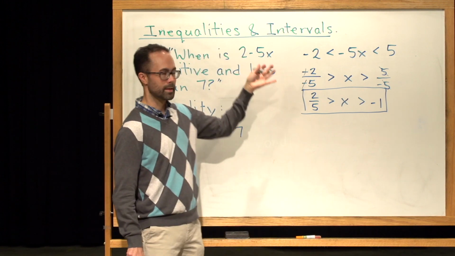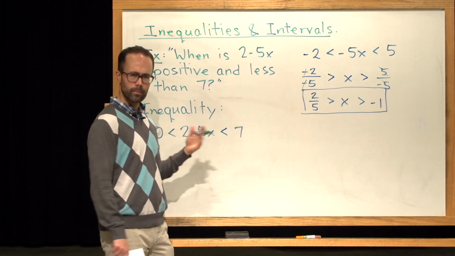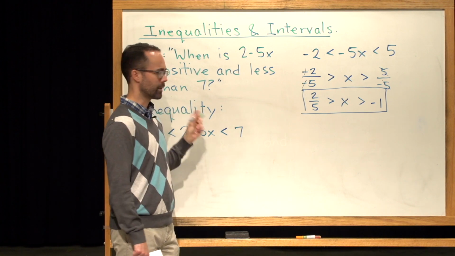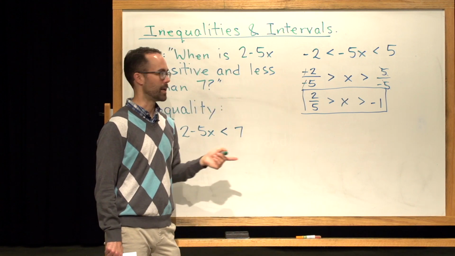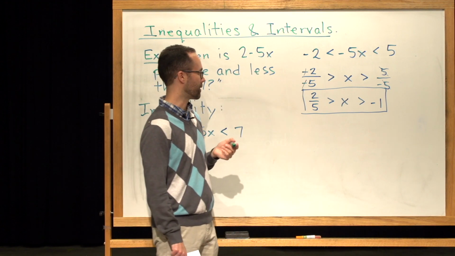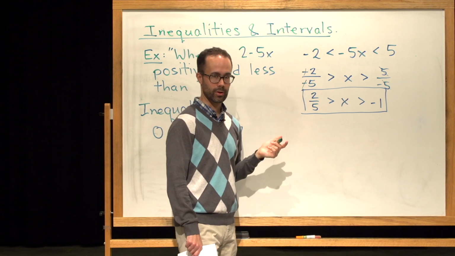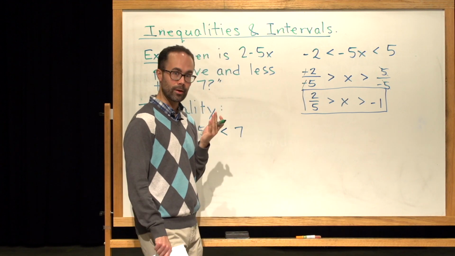So there's our inequality solving process. We can mostly treat it like it's an equation with an equal sign, unless we either multiply or divide by a negative. In this case, we divided by a negative number, and we had to switch the direction. Now let's think about the interval notation.